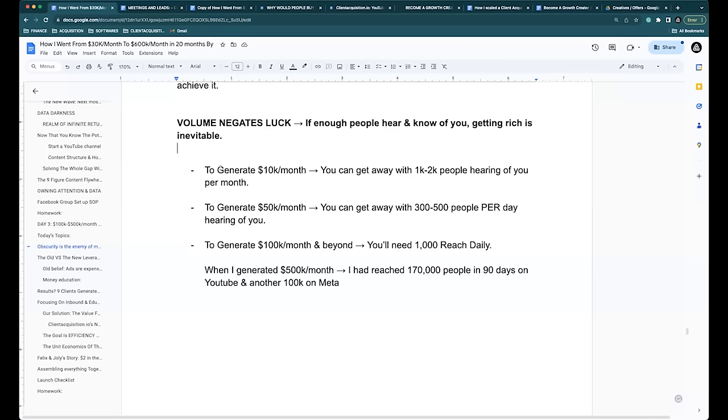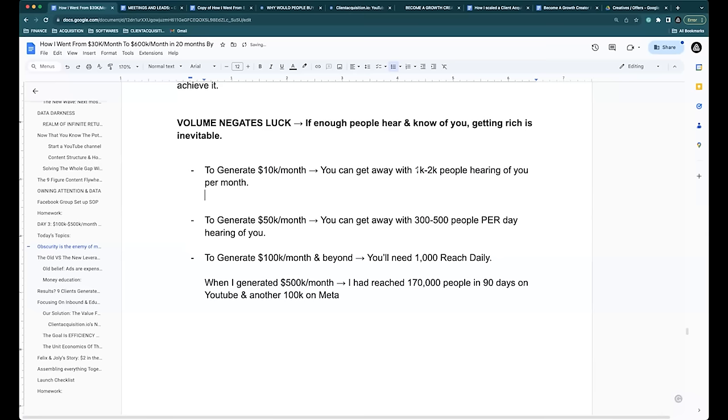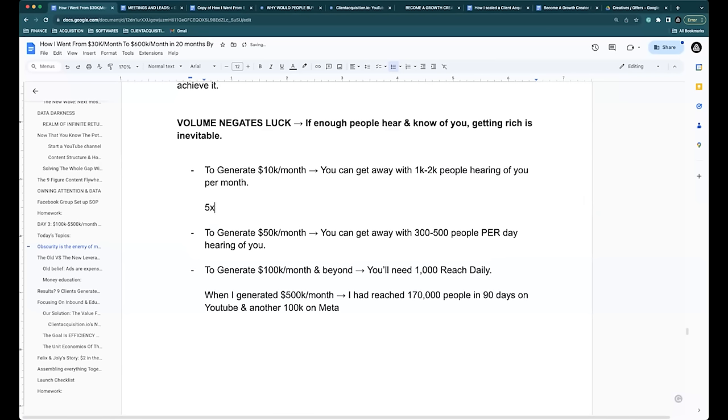So if you want to generate, I would say, 10K a month, you can get away with 1 or 2K people hearing of you every month. To generate 50K a month, you probably can get away with 300 to 500 people every day. So look at how the volume changes. You go from, on average, 1 or 2K impressions or reach per month to, if you want to 5X your revenue, it requires you to do what?